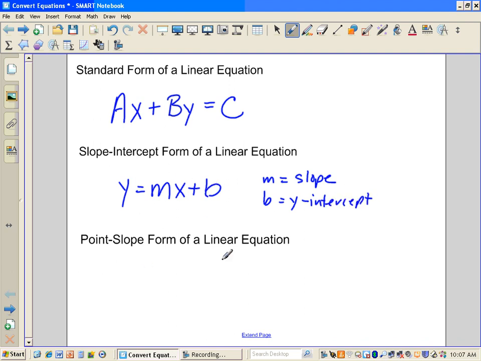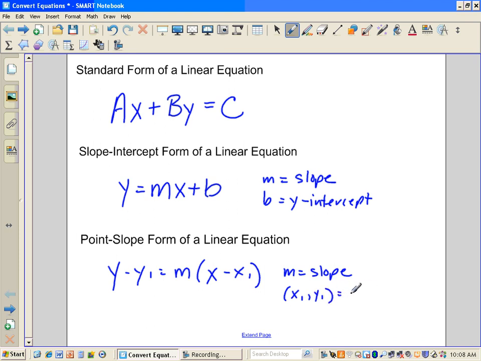Okay, point-slope form, we introduced this to you before the Thanksgiving break, and some people struggled a little with it, but some of us are feeling more comfortable. We're going to be practicing with this more. This is y minus y1 equals m times (x minus x1). So again, the m still is the slope, but the point (x1, y1) is just a point. It's not necessarily the y-intercept. So it's a point on the line.